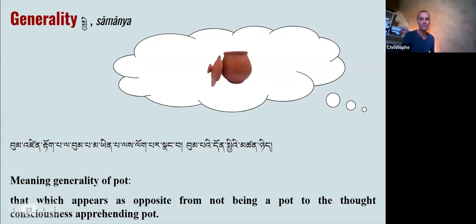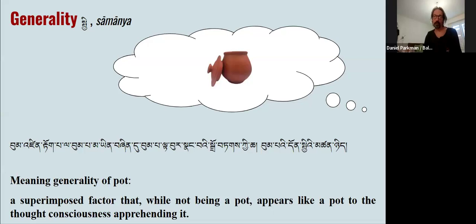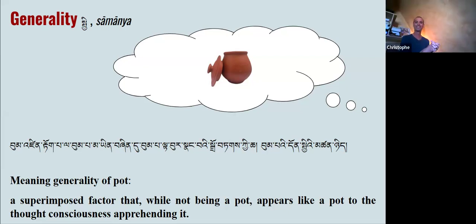So we can find also another definition in the books. A superimposed factor that, while not being a pot, appears like a pot to the thought consciousness apprehending it. So another kind of definition. Okay, and we will use this one. So it follows you can posit the definition of the meaning generality of table. It's easy. Just replace pot by table. A superimposed factor that, while not being a table, appears like a table to the thought consciousness apprehending it. Yes, very good.